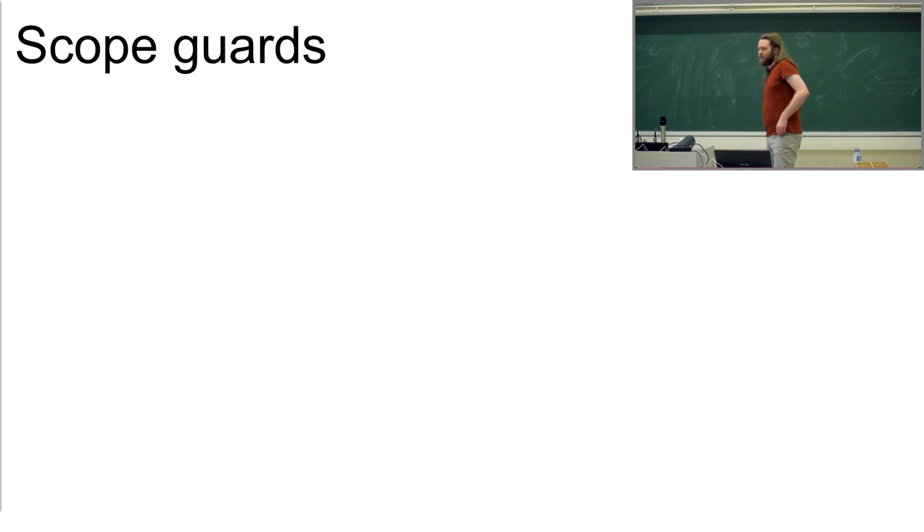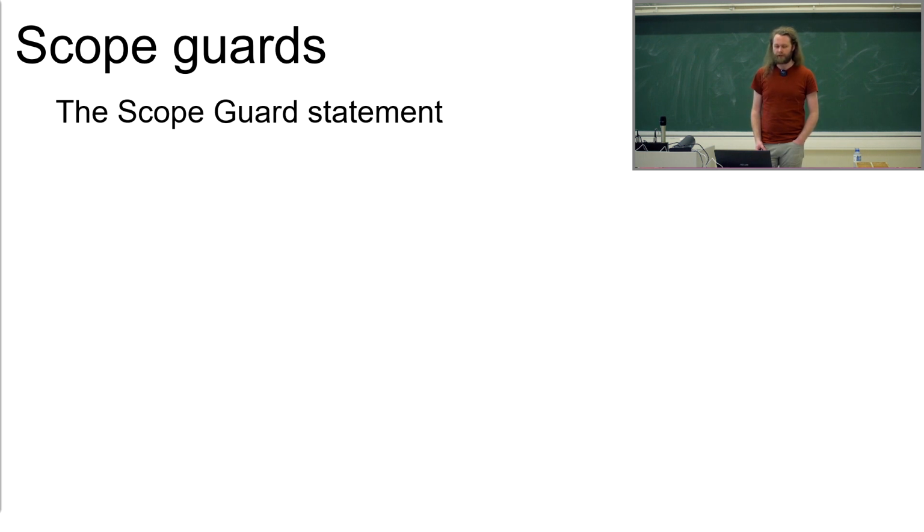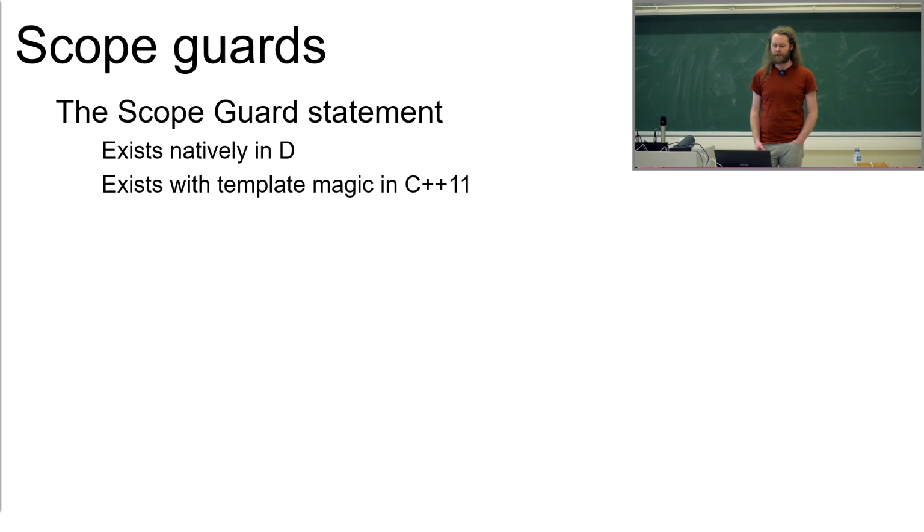Now this requires that you have either some very inventive programmers that are able to perform black magic, or you have a language that has this as part of the language. Scope guards exist natively as a part of the D language, and it exists with dark sorcery in C++11.